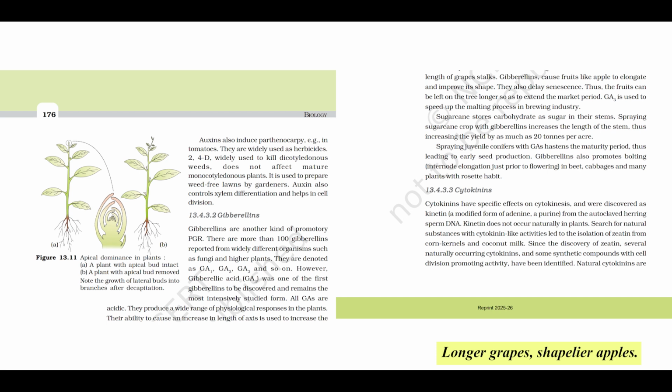Longer grapes, shapelier apples. They also delay senescence, slowing down aging. Practical use. Fruits can be left on the tree longer, extending the market period. Delaying harvest, useful for farmers. Very. GA3 is also used to speed up the malting process in brewing. Faster beer production. And here's a big one for agriculture. Sugarcane. Spraying sugarcane with GAs increases the length of the stem, which is where the sugar is stored. This can increase yield by as much as 20 tons per acre. 20 tons per acre increase. That's huge. Definitely remember that number.